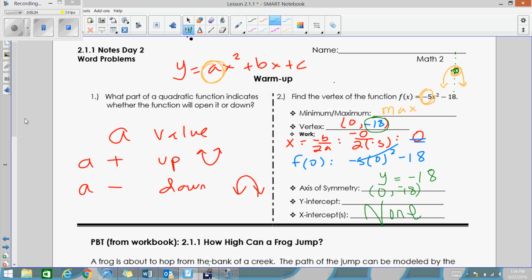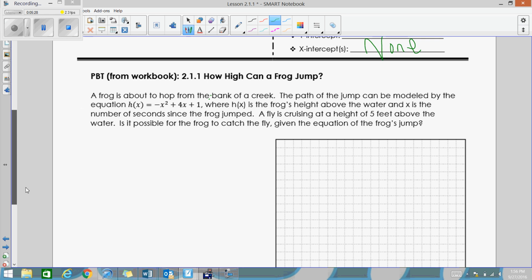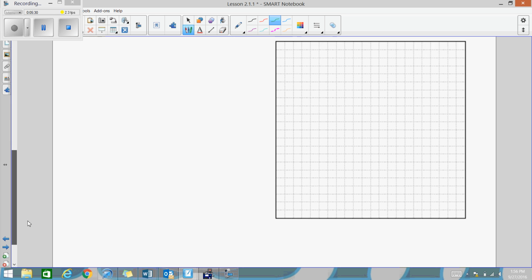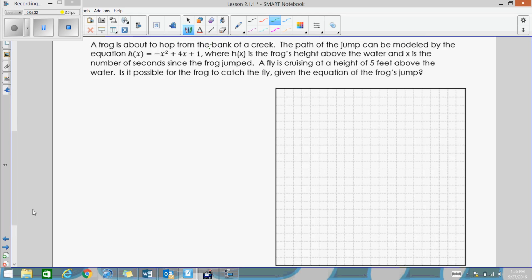So let's get started. Today's lesson is really just an extension of yesterday, seeing what we can do here, doing it in a real world. All right, so here we go. It says a frog is about to hop from the bank of a creek. The path of the jump can be modeled by the equation h of x equals negative x squared plus 4x plus 1. So this is your frog right here.